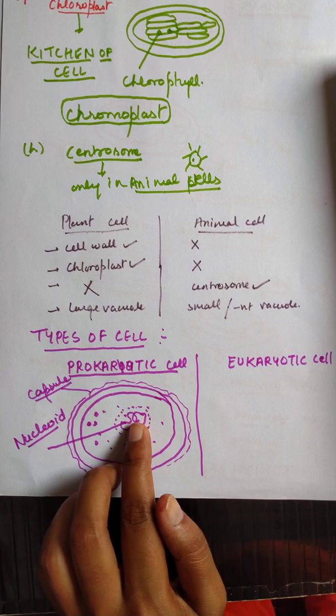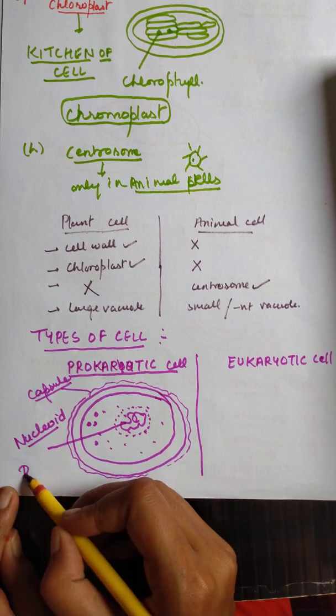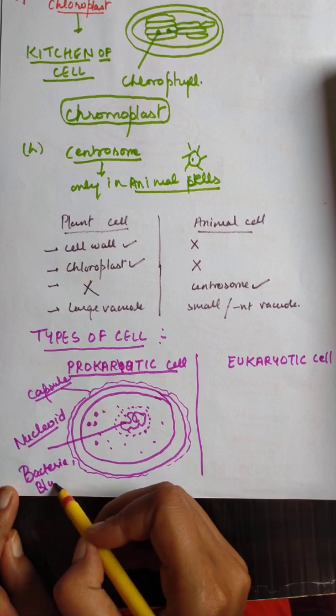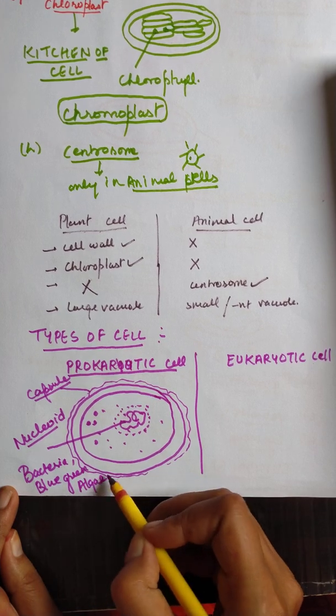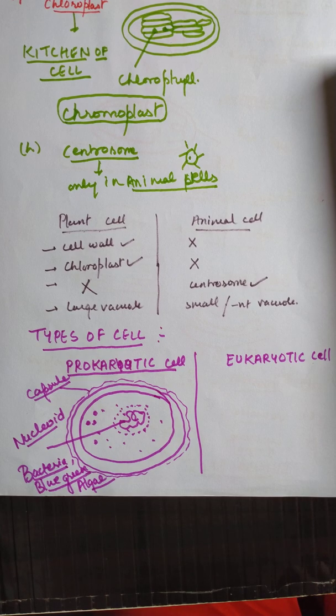Examples of prokaryotes are bacteria and blue-green algae. These are prokaryotic cells.